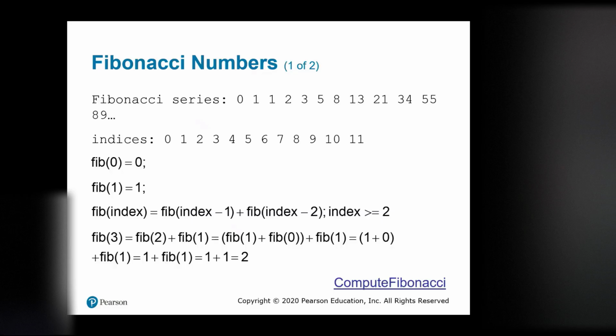And if you look at the Fibonacci series, the first two numbers are given to us. So it needs the first two numbers, because in the Fibonacci series, the third number is calculated as the summation of the first and second number. So Fibonacci of index is Fibonacci of index minus 1 plus Fibonacci of index minus 2.